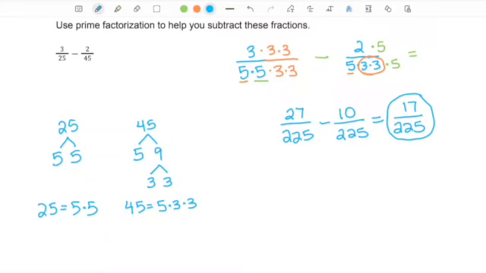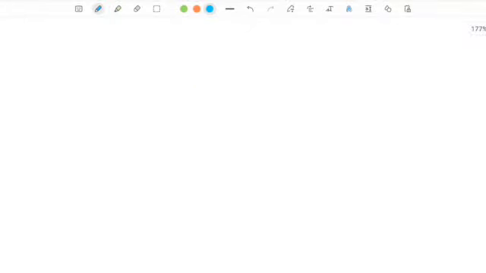So let's actually try this with another example. I'm going to try to use prime factorization to subtract the fraction 17/24 minus 5/16. Again, we just care about the denominators as far as the prime factorization goes, so we're going to go ahead and make our factor trees for both of these numbers.